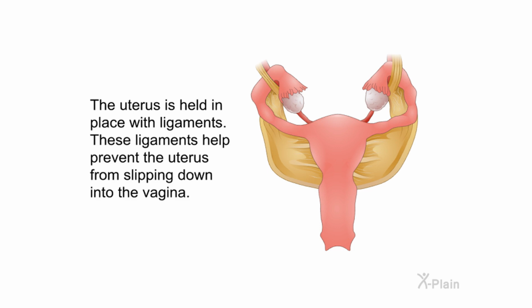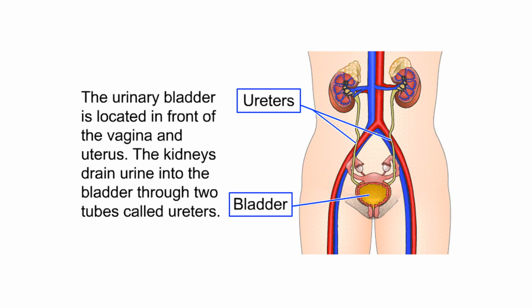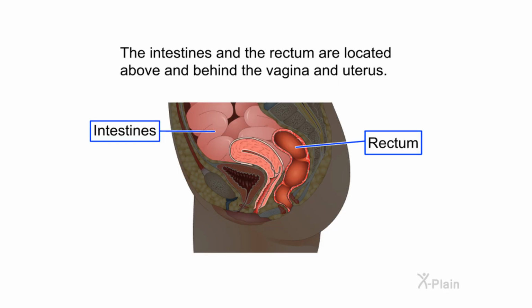The uterus is held in place with ligaments. These ligaments help prevent the uterus from slipping down into the vagina. The urinary bladder is located in front of the vagina and uterus. The kidneys drain urine into the bladder through 2 tubes called ureters. The intestines and the rectum are located above and behind the vagina and uterus.